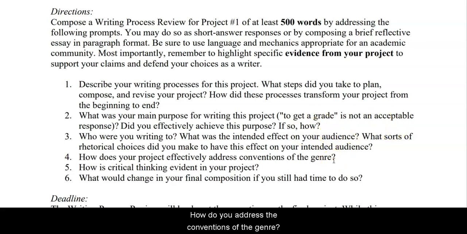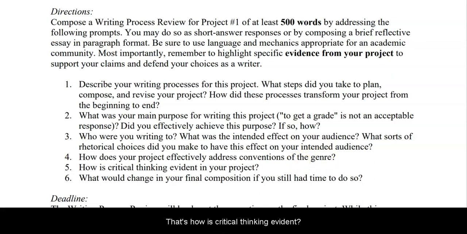Next. How do you address the conventions of the genre? How have you ensured this is a narrative? Do you use vivid details, ensure the story is organized, use first-person perspective, and highlight a significant message?